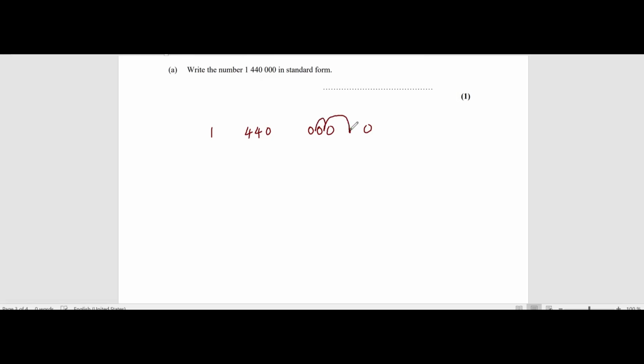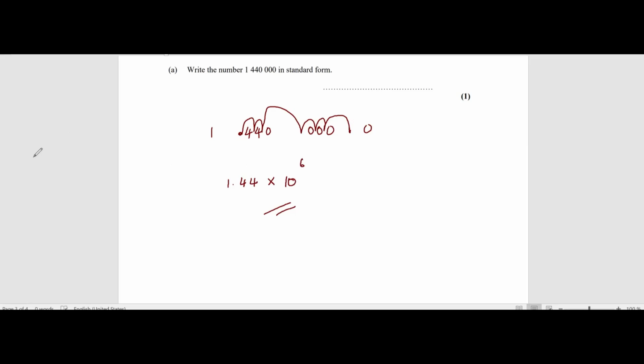1, 2, 3, 4, 5, 6. So when we shift the decimal point towards left 6 times, I am getting a number between 1 and 10, that is 1.44 into, since I have shifted the decimal point towards left, we need to write 10 to the power of a positive integer. So 6 times I moved towards left. So the answer is going to be 1.44 into 10 to the power of 6. If we are moving towards left, the power will be positive. And if we are moving towards right, the power will be negative.